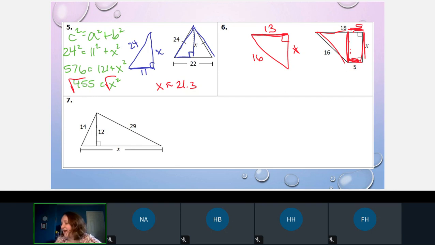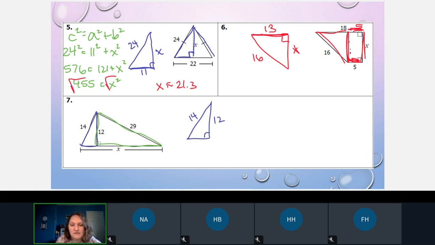In number 7, I actually see 3 right triangles. We're going to work with the 2 smaller ones. So let's look at the smaller one right here, and I'm going to redraw it as best I can. There we go. I know that this length is 12 and the hypotenuse is 14, and I don't have anything to label this bottom leg yet. I'm just going to wait just a moment because I'm going to redraw this one over here.